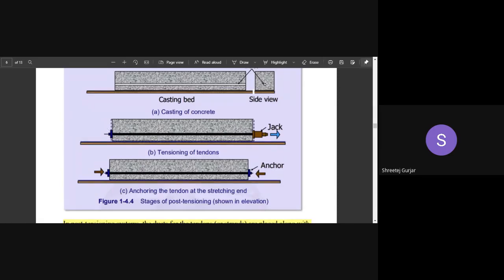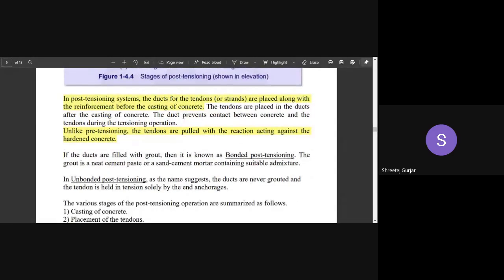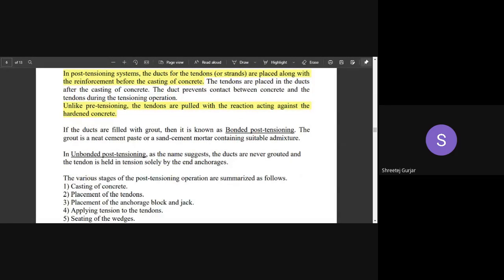So that is how your pre-stressing is transferred to your concrete. The tendons are pulled with reaction acting against the hardened concrete itself. Against the concrete, your reaction forces are generated. Remember that.